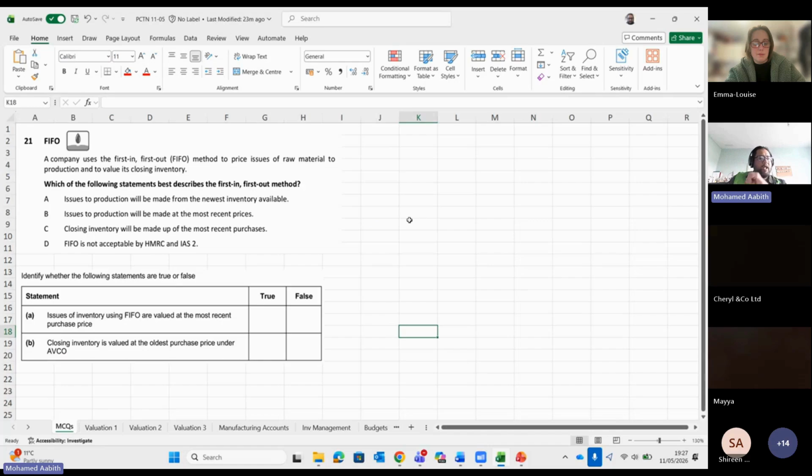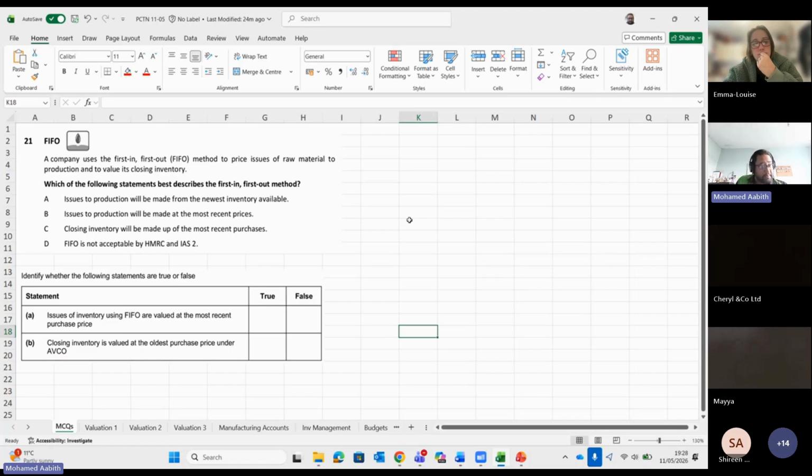First question here. A company uses the first in first out method to price issues of raw materials to production and values its closing inventory. They're asking which one of the following statements best describes the first in first out method? Issues to production will be made from the newest inventory available. Is that the meaning of it? Remember, if you have the newest inventory, that is the last in. That is not FIFO. Issues to production will be made at the most recent prices.